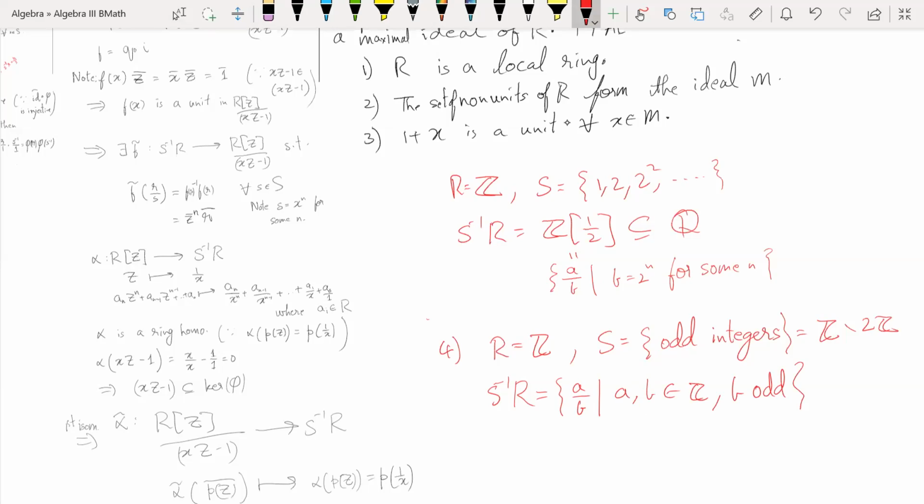Okay. So here we were taking denominators which were powers of 2. Here we are, so these 2 rings are in some sense very different. And the good thing about this ring is this has only one maximal ideal. So let me just tell you what that maximal ideal is. So what are the maximal ideals in Z? The maximal ideals in Z are P times Z, where P is some prime. So S inverse R is a ring between Q and Z. So this lies somewhere in between.